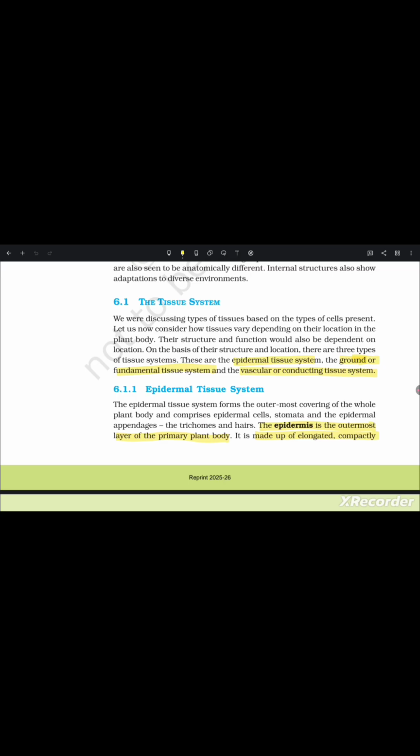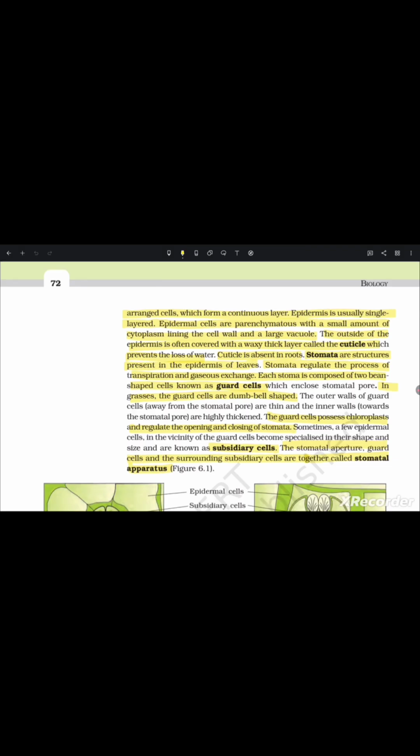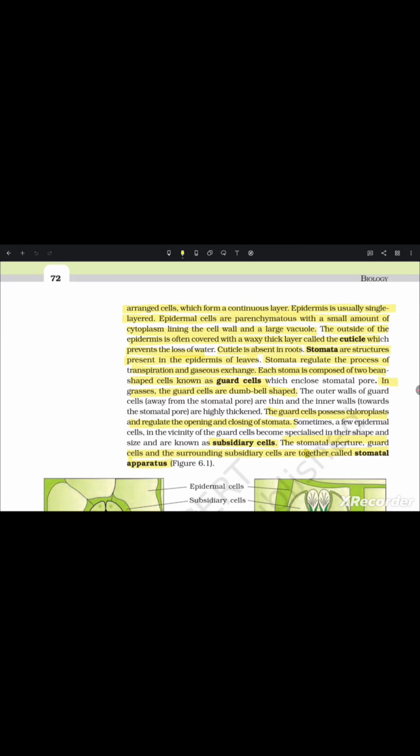Epidermal tissue system. The epidermal tissue system forms the outermost covering of the whole plant body and comprises epidermal cells, stomata, and the epidermal appendages, the trichomes and hairs. The epidermis is the outermost layer of the primary plant body. It is made up of elongated, compactly arranged cells which form a continuous layer. Epidermis is usually single layered. Epidermal cells are parenchymatous with a small amount of cytoplasm lining the cell wall and a large vacuole.